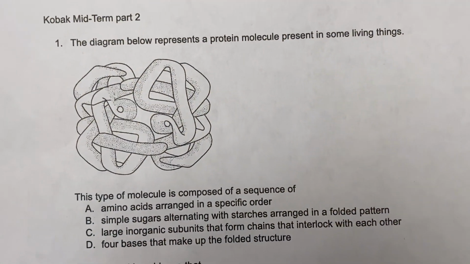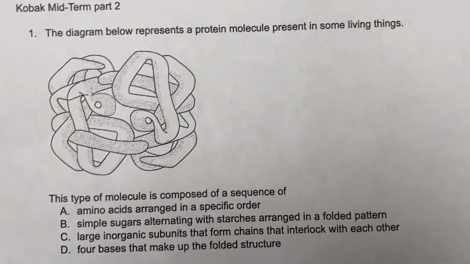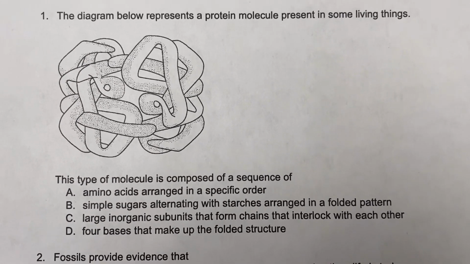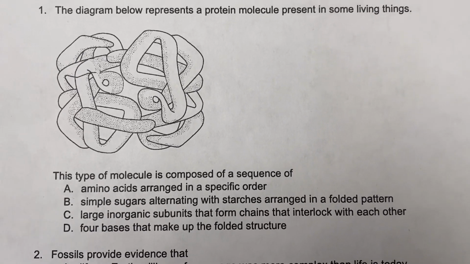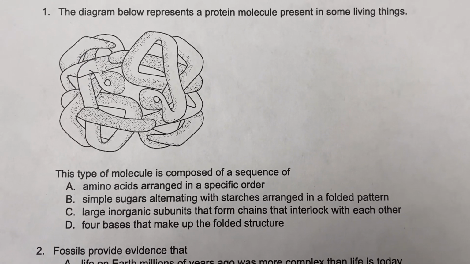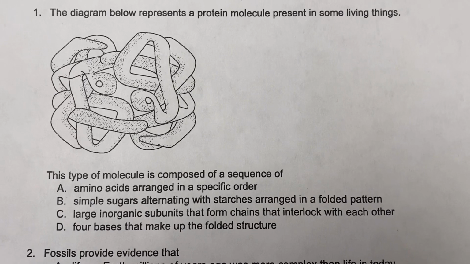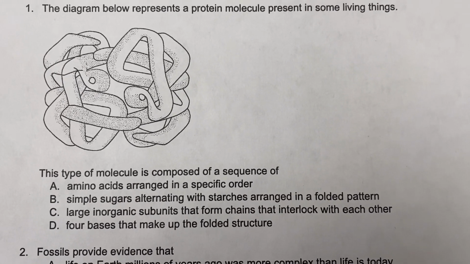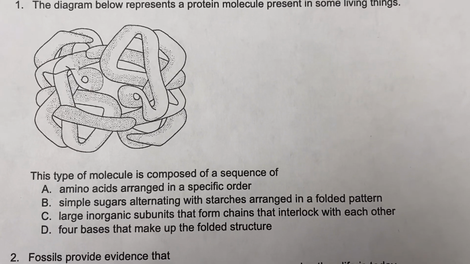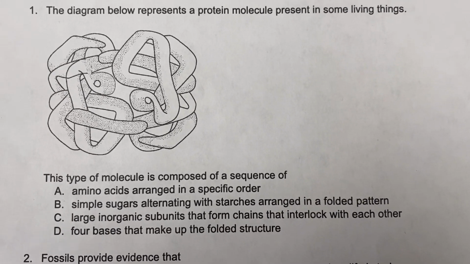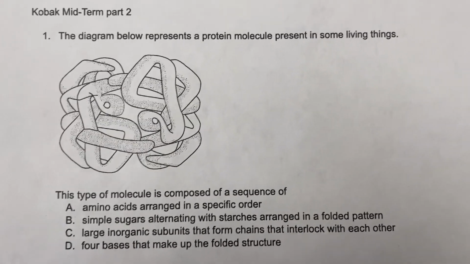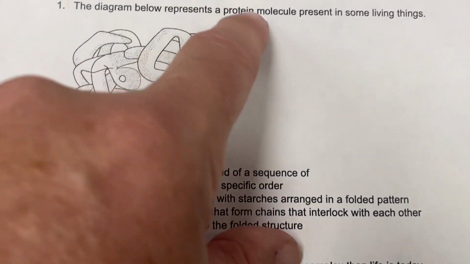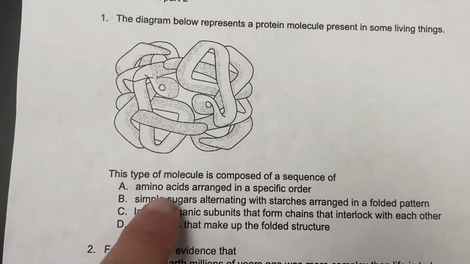The diagram below represents a protein molecule present in some living things. This type of molecule is composed of a sequence of A, amino acids arranged in a specific order, B, simple sugars alternating with starches arranged in a folded pattern, C, large inorganic subunits that form chains that interlock with each other, or D, 4 bases that make up the folded structure. What's the best answer choice? That's right, it's A, right? Because protein molecules are made out of amino acids.